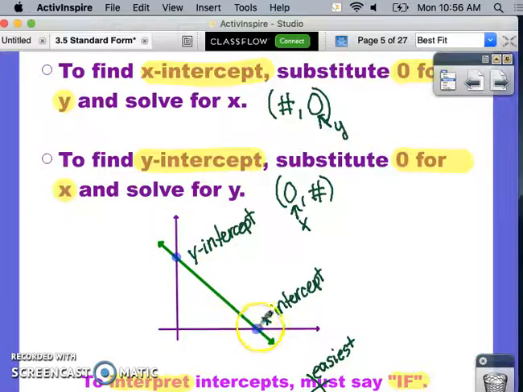So the x-intercept right here is going to be on your x-axis. The y-intercept is on your y-axis. To interpret intercepts, the easiest is to say if x is 0, what is y?